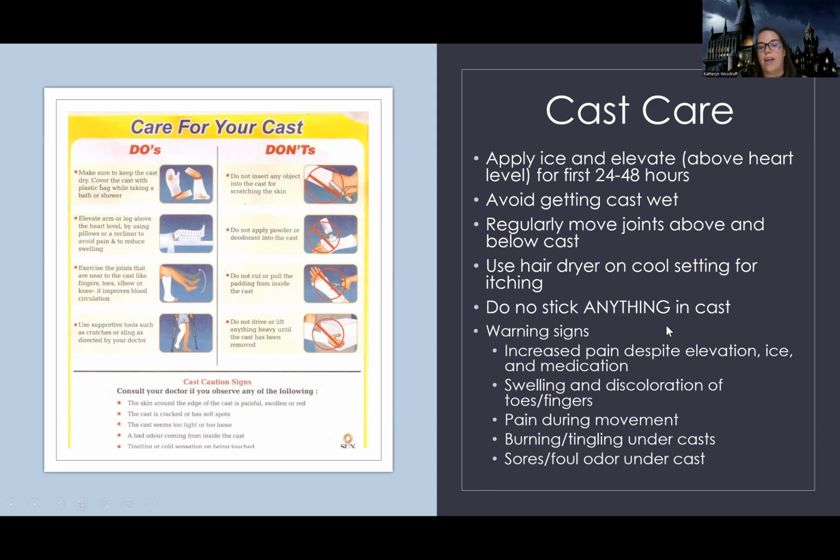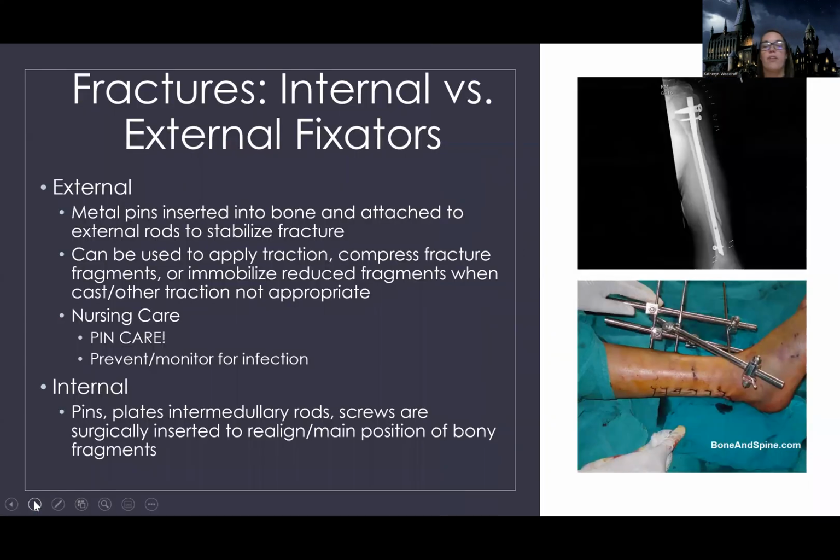The warning signs for a cast, and these will make more sense as we start talking about compartment syndrome, are increased pain despite elevation, ice and medication, any swelling or discoloration of the toes and fingers, and pain during movement. For example, if I had a cast on my arm and you were passively pulling back my fingers and I was having really bad pain, that would be a sign of a problem. Burning or tingling under the cast, or sores, or foul odor under the cast can all be signs of problems, whether infection or compromised tissue.